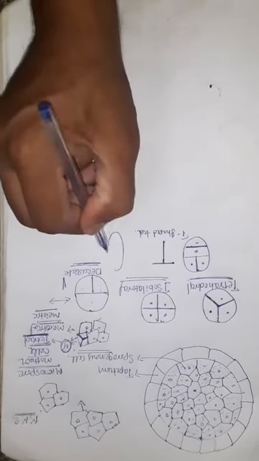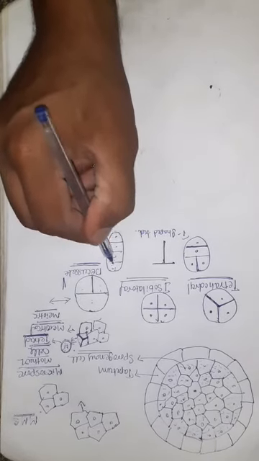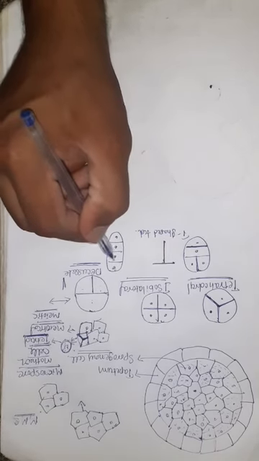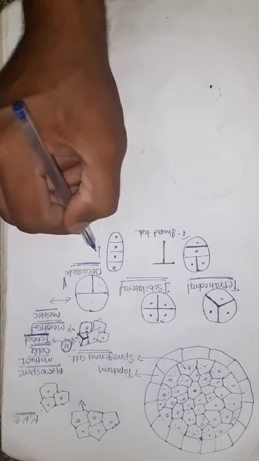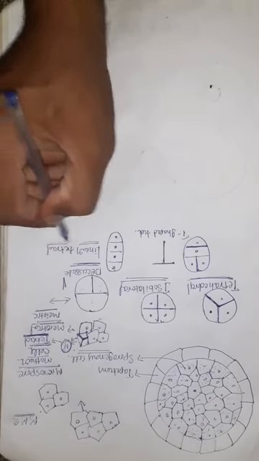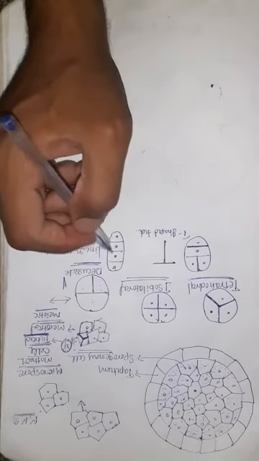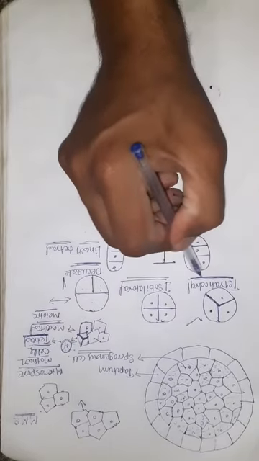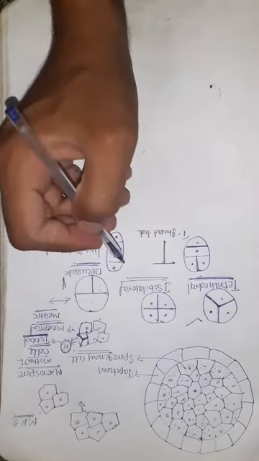Sometimes they can also form eye-shaped or linear tetrads. That means all the daughter cells can be placed in one line, which is why we can see linear tetrads. These are a common type of tetrad seen in angiosperms, but the most common tetrad type is the tetrahedral type. Okay, this is all about tetrad formation.